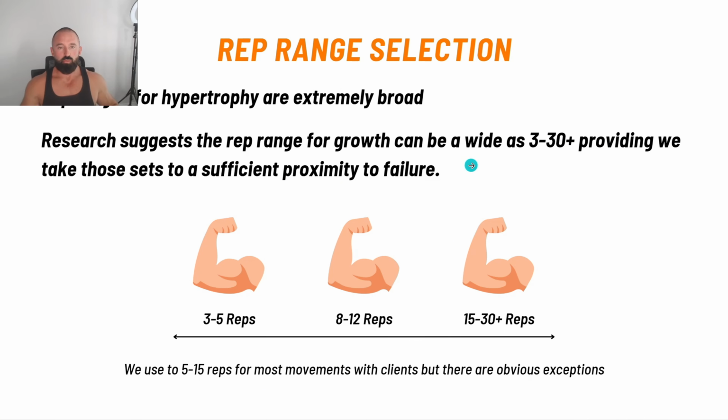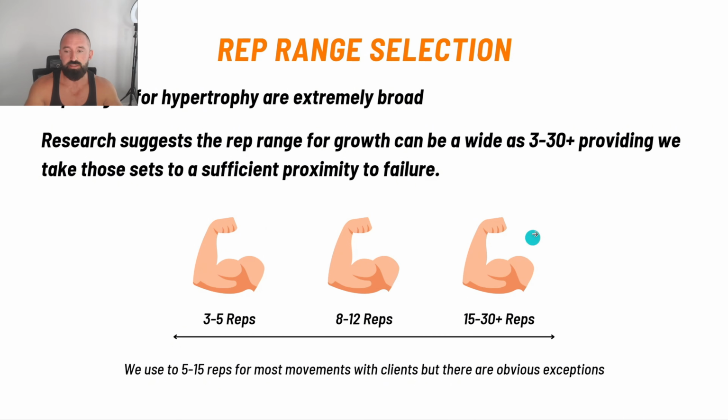So now we need to think about rep ranges. Rep ranges for hypertrophy are generally really broad. Research suggests that our rep ranges are between 3 reps and 30 reps plus, which gives us so much scope to work with. Now we need to make sure obviously we're training to a sufficient proximity of failure. So 1 to 2 reps from failure, sometimes to failure, but not always.